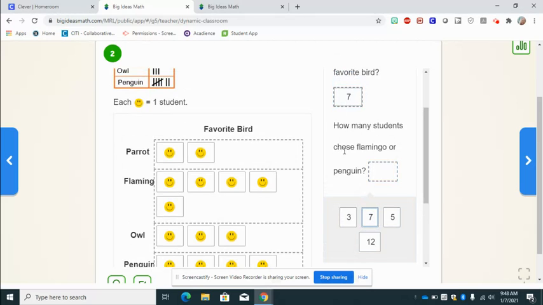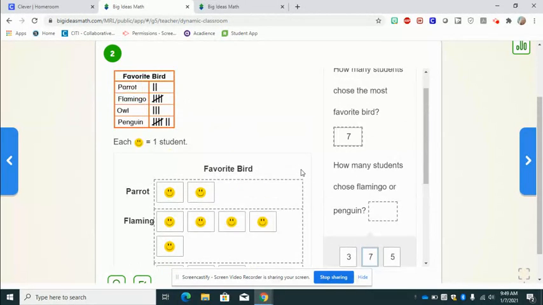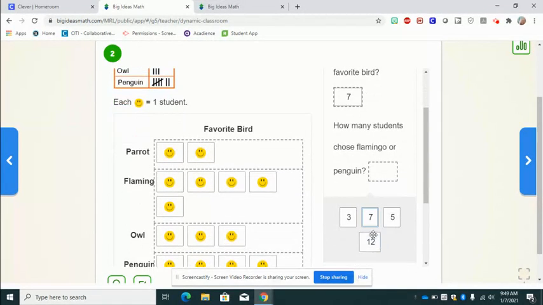How many students chose flamingo or penguin? So what we're going to do is add the flamingo and penguin together to see how many students chose flamingo or penguin. So we know that, let's look at our tallies. Flamingo has 5 and penguin has 7. So if we add 5 plus 7, that gives us 12.